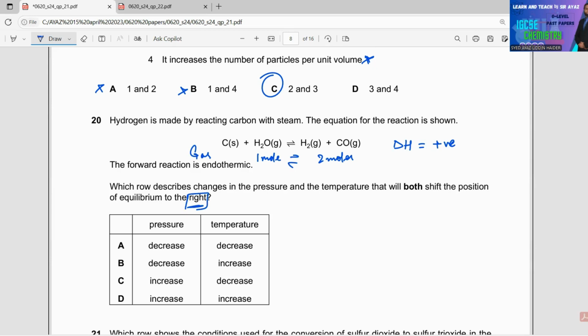So pressure must be lower. So either A is correct or B is correct. C and D are incorrect. What about the temperature? Forward is endothermic, which means it will favor high temperature. So temperature must be high in this case. So B is the right answer in this case.